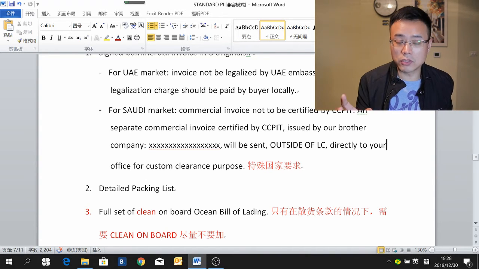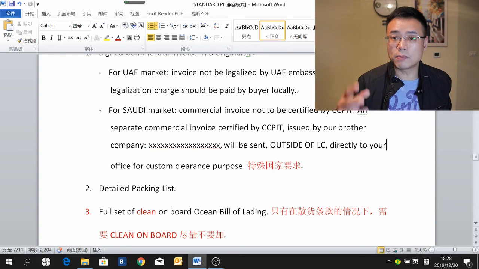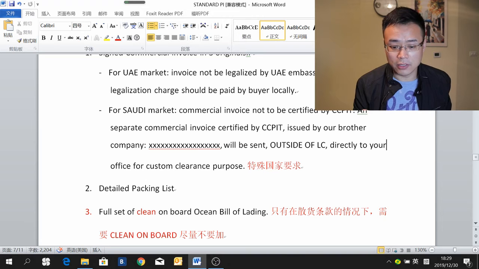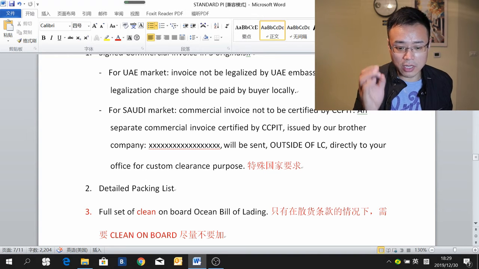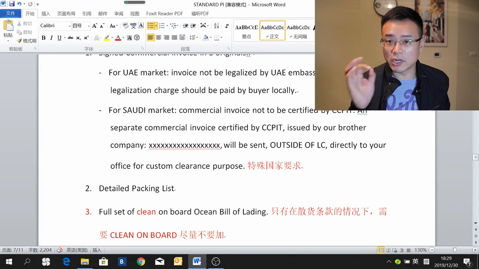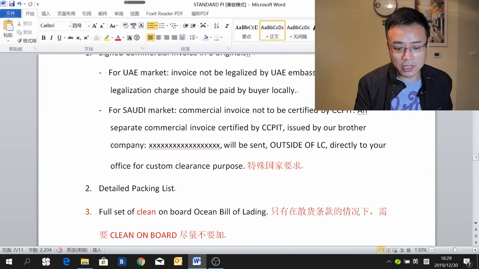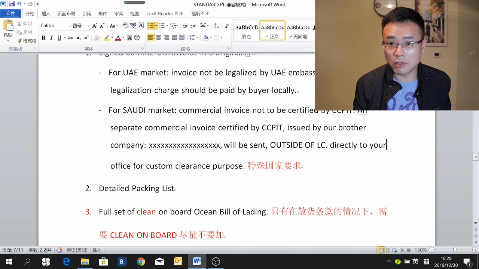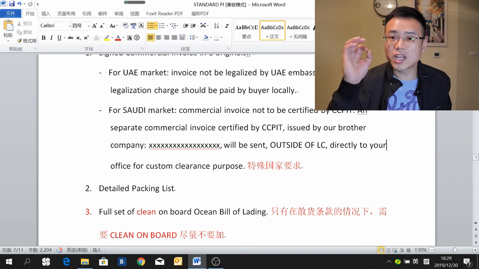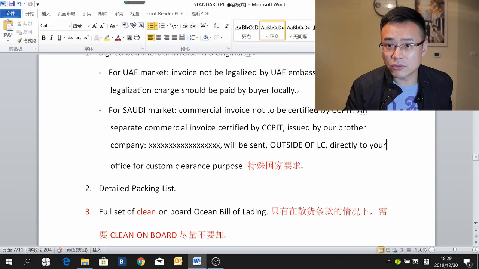However, that company does the legalization, and that company issues a separate invoice, with a different name. This invoice cannot be presented to this LC because of the different company name, different issuer's name. However, we can send it outside of the LC by DHL just for customs clearance purposes.